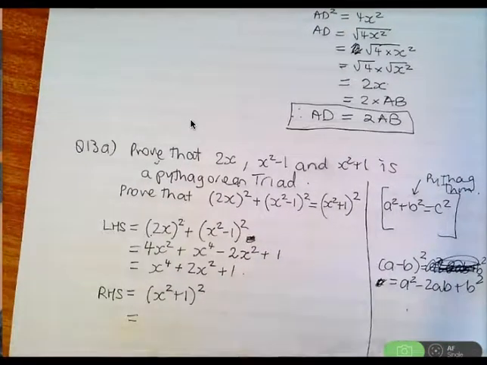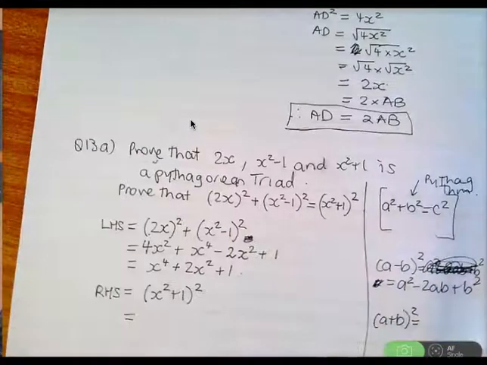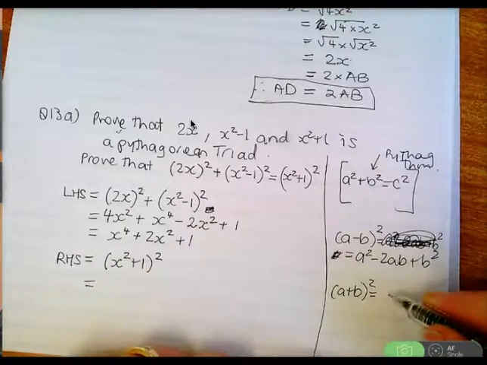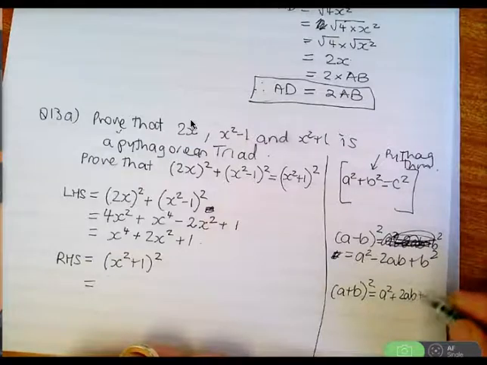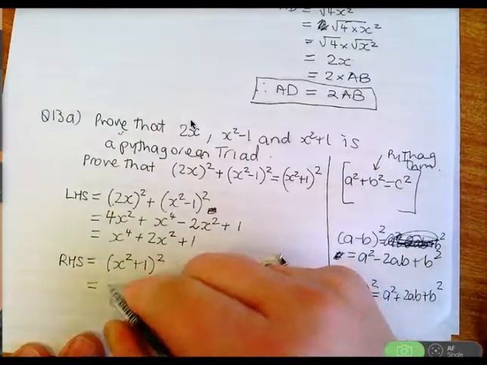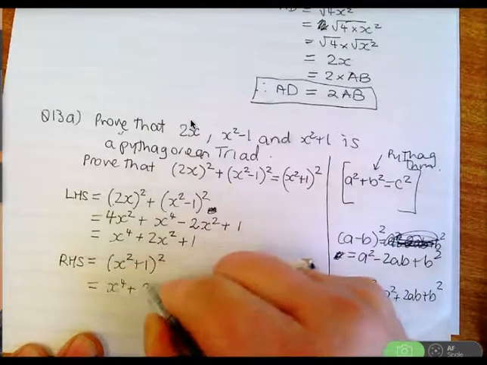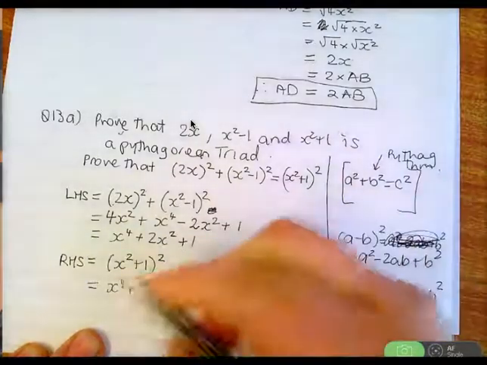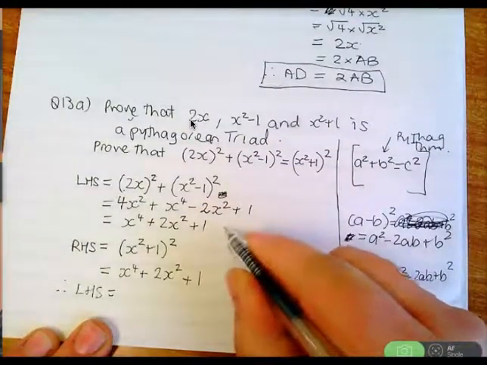Can't we do something to that? Yes, this again is a perfect square. It's of that format, (a + b)². How do I expand that? A squared plus 2ab plus b squared. So, squaring the first one, what's x² squared? Then you use everything. Plus 2 times that is 2x², plus the last one squared is 1. Now, therefore, does the left-hand side equal the right-hand side?